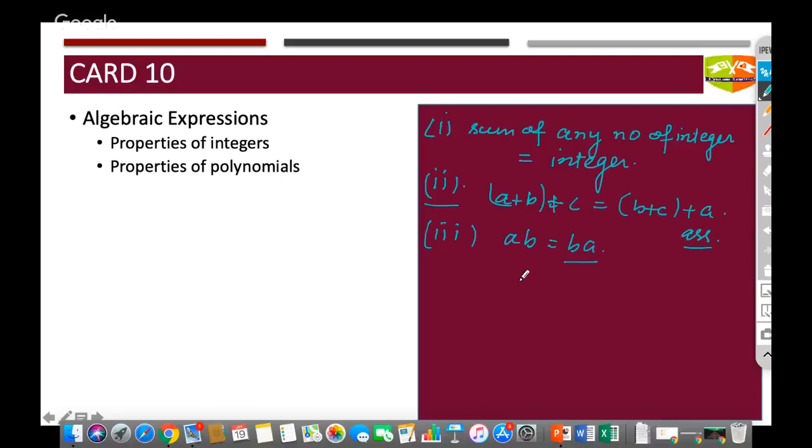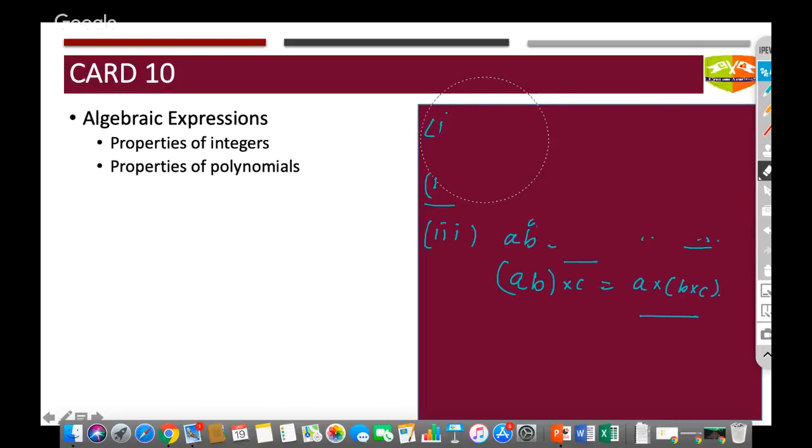So the associative law of multiplication is also true over here, and in addition, the commutative law is also true. So multiplication, a into b multiplied by c, is a into b into c, that is also true. So these are a few properties, and all the properties hold true over here.